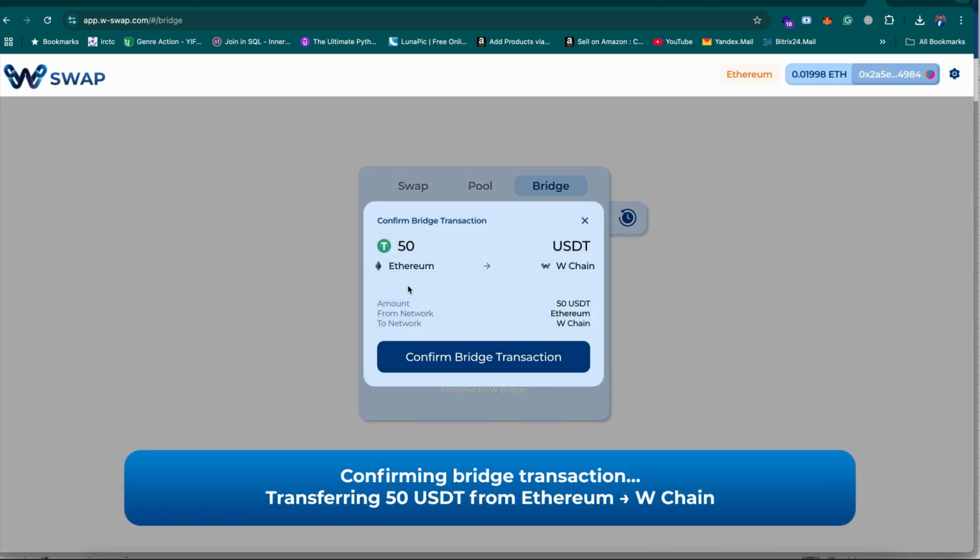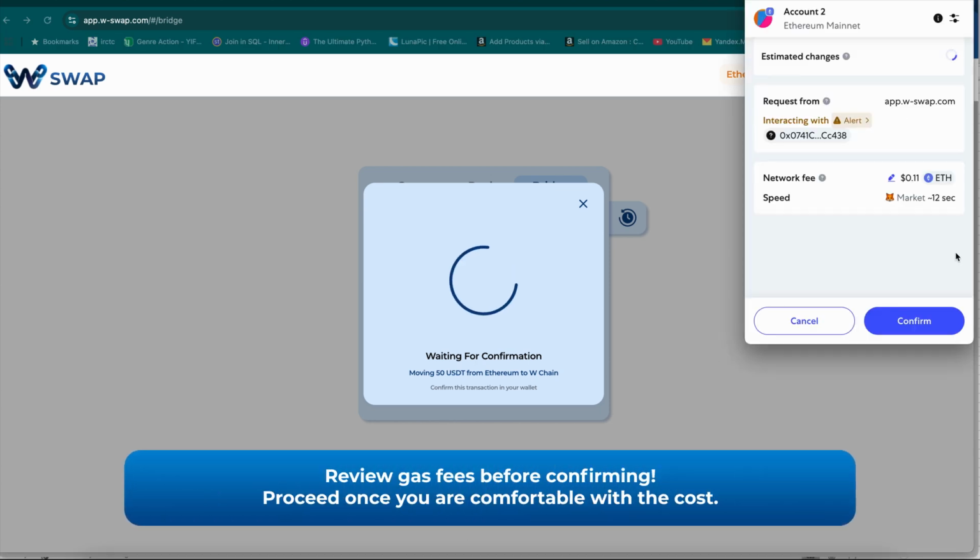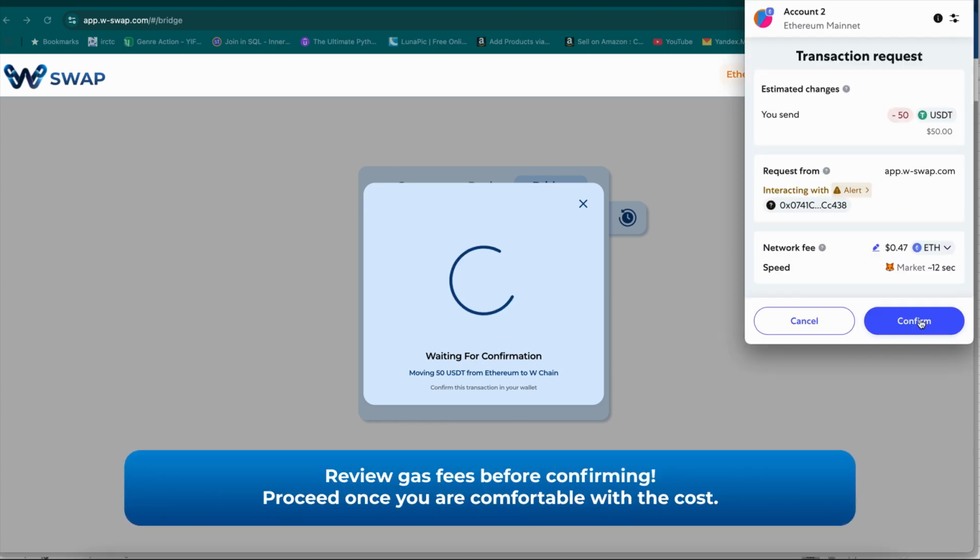I'm now confirming the bridge transaction, transferring 50 USDT from Ethereum to W chain using the bridge. Before hitting confirm, I review the gas fees. Once I'm good, I proceed.